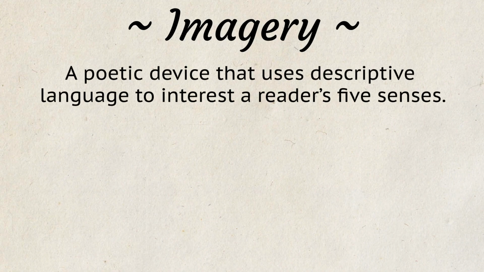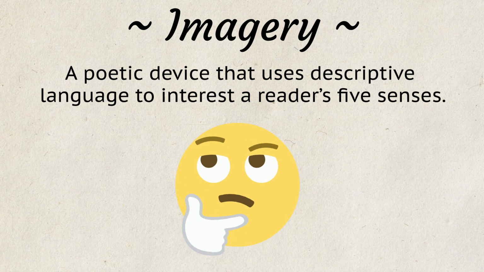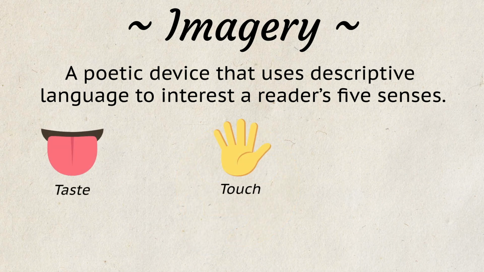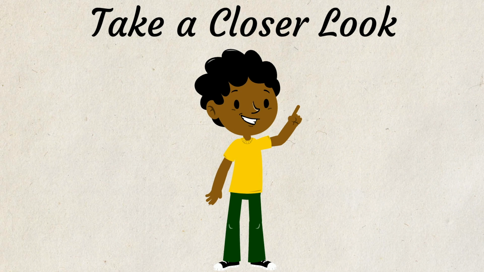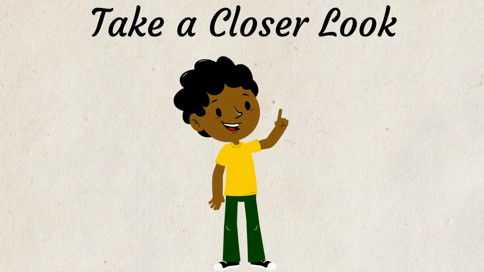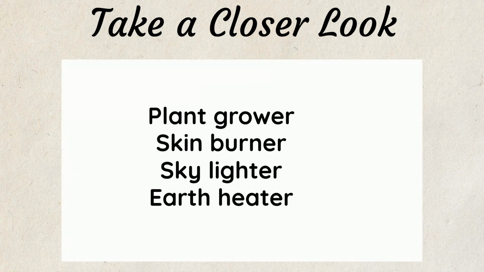Imagery is a poetic device that uses descriptive language to interest a reader's 5 senses through taste, touch, smell, hearing, or sight. Let's take a closer look at an example of a kenning poem. Plant grower, skin burner, skylighter, earth heater.